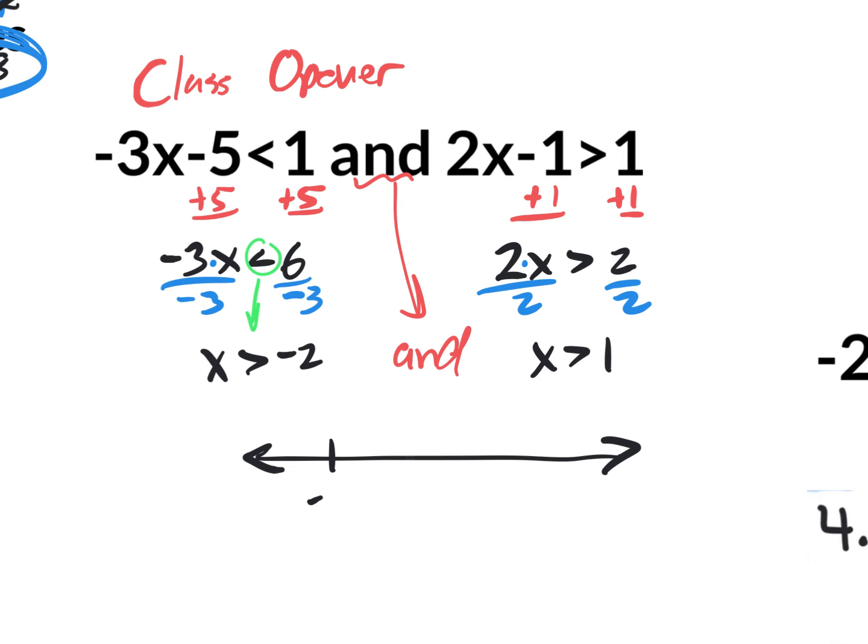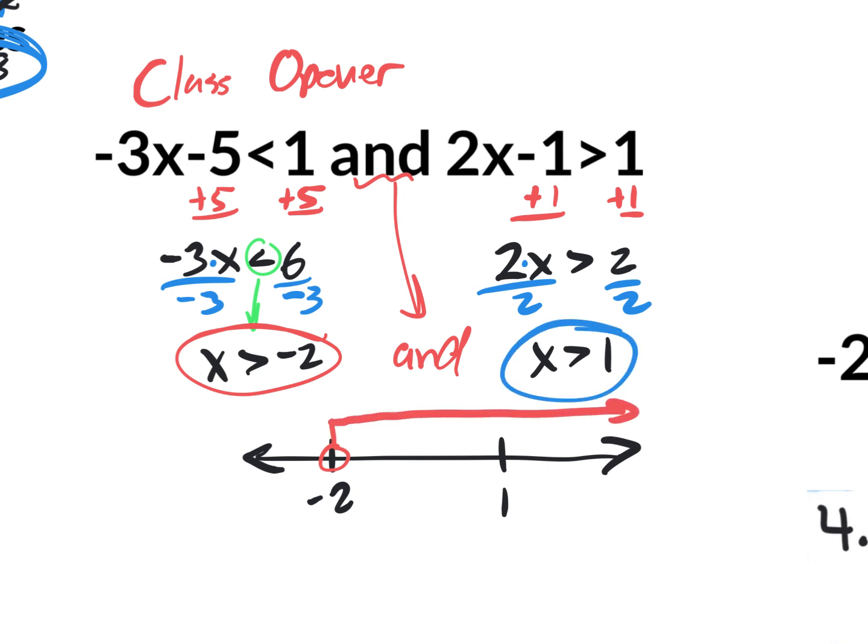The smaller number is -2. Any negative number is definitely smaller than a positive number. +1 is over here on the right side. And when we look at this guy, it says x is greater than -2. Open dot at -2, greater than is to the right. And this one, x is greater than 1. Open dot at 1, greater than is also to the right. Okay? So they're both pointing in the same direction.